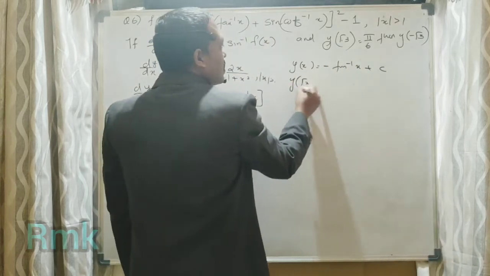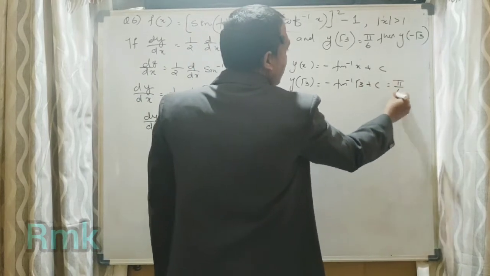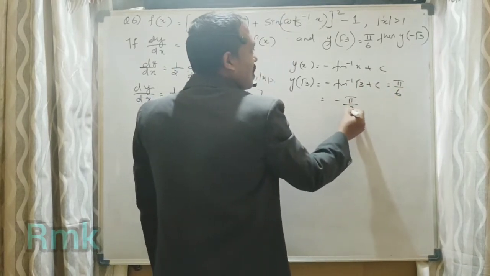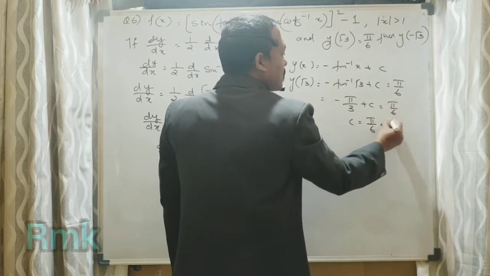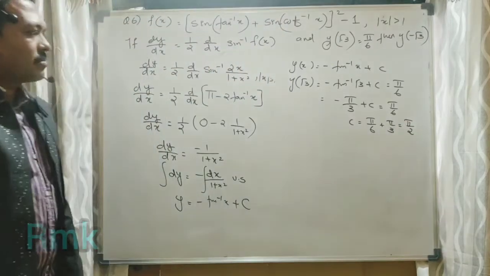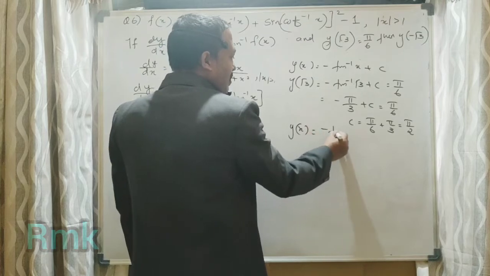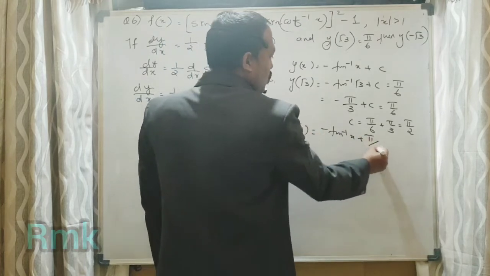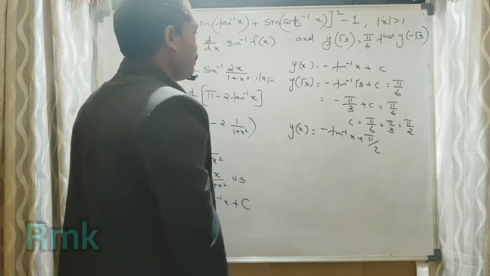y of root 3 is given: minus tan inverse root 3 plus c is pi by 6. It is minus pi by 3 plus c is equal to pi by 6. C is equal to pi by 6 plus pi by 3, that is pi by 2. 30 plus 60, 90. C is pi by 2. Therefore, y of x is minus tan inverse x plus pi by 2.